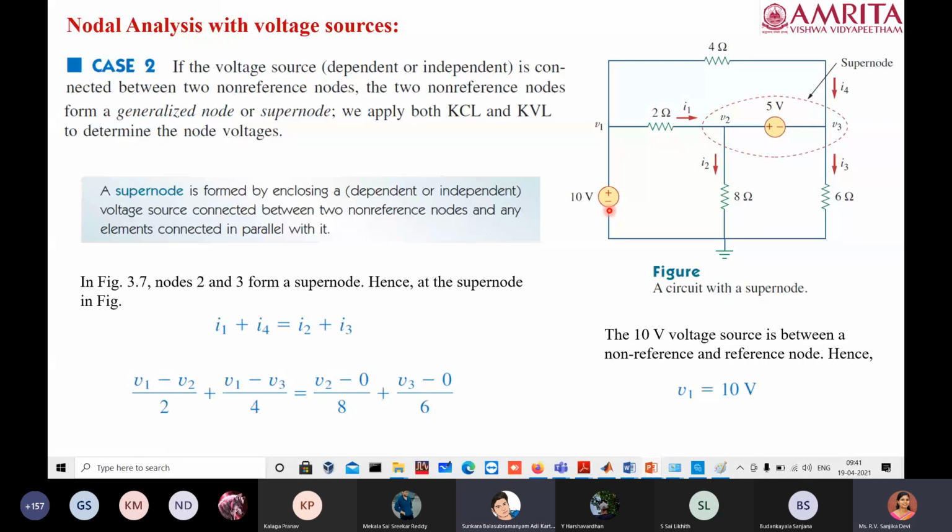So that is what I'm telling. Ground is the reference node. V1, V2, V3 are the non-reference nodes.